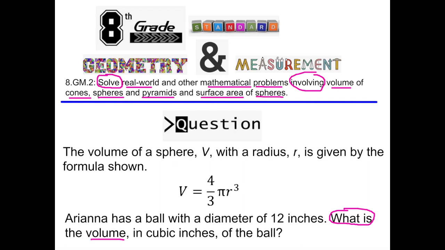Today's math standard is Geometry and Measurement 8.GM.2. Solve real-world and other mathematical problems involving volume of cones, spheres, and pyramids, and surface area of spheres. The question is: the volume of a sphere, V, with radius r, is given by the formula shown. Volume equals 4/3 times pi times radius cubed. Ariana has a ball with a diameter of 12 inches. What is the volume in cubic inches of the ball?